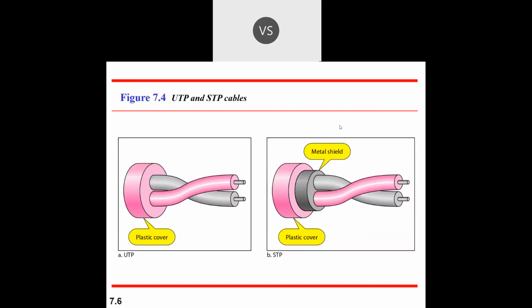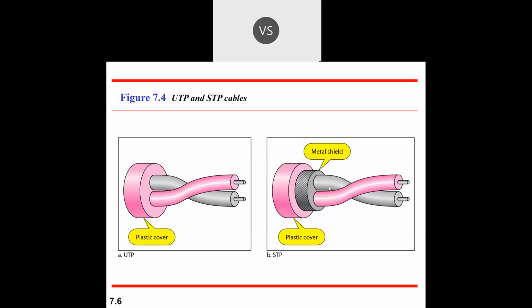Another thing we have in twisted pair: there are two categories, UTP and STP. So unshielded twisted pair and shielded twisted pair. What is unshielded twisted pair? There is no metal shield. It just has a plastic cover and then the twisted pair cables. While in a shielded twisted pair cable, there is an extra metal shield in between the plastic cover and the cable.